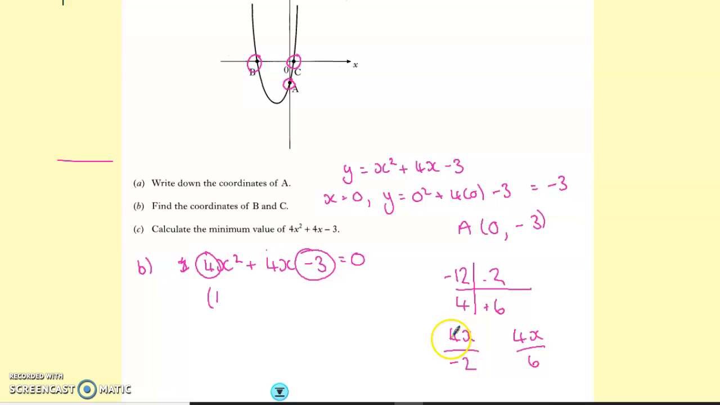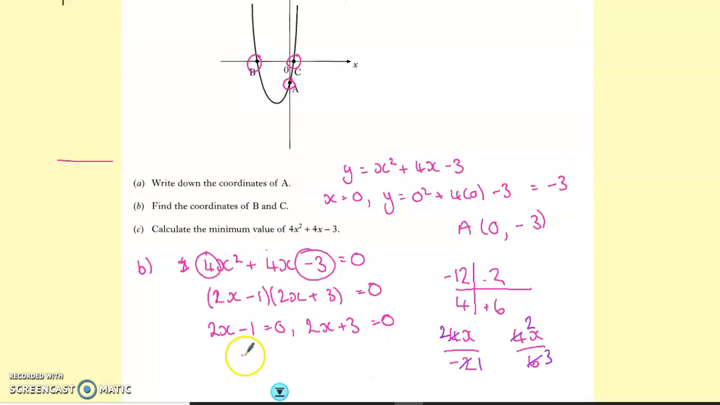There we go. So 2 goes into 4 twice, into 2 once. 2 goes into 4 twice, and into 6 3 times. So this is what goes in my brackets. I get 2x minus 1, 2x plus 3. That's equal to 0. I'm going to separate them out. So I get 2x minus 1 equals 0, 2x plus 3 equals 0.